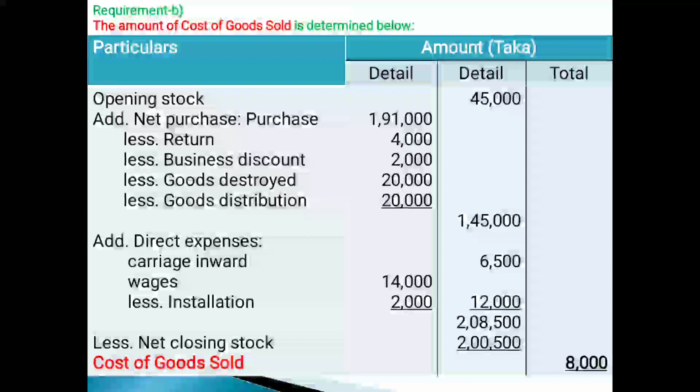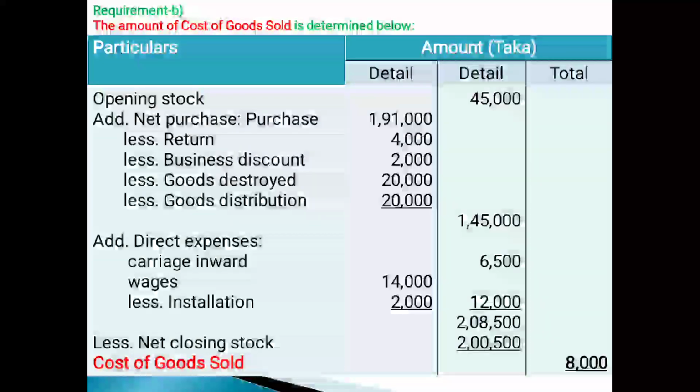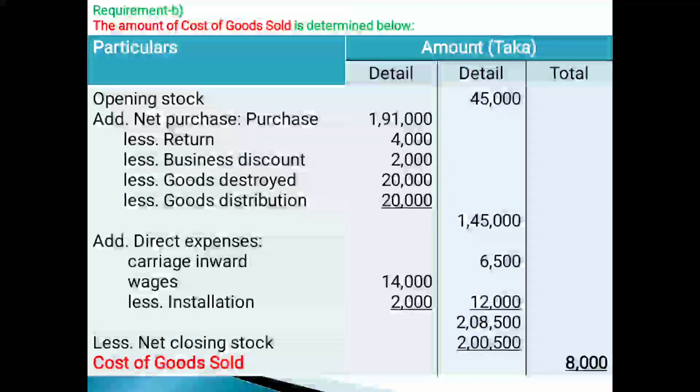At this moment, totally adding items 45,000 plus 1,45,000 plus 6,500 plus 12,000, the total amount for expenditure is 2,08,500. Now less net closing stock. This amount we got from requirement A, 2,05,500. So the amount of cost of goods sold is taka 8,000 in this creative question.